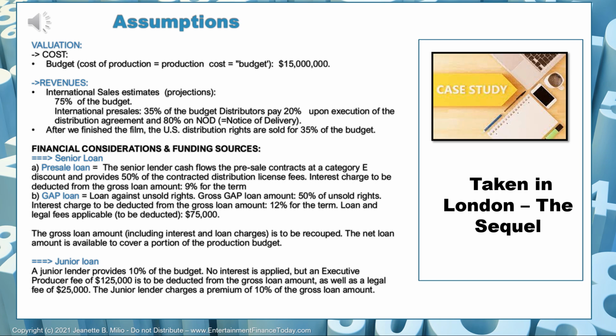So all in all, what we're experiencing here in the discussion for Taken in London, the sequel, is that the discounting was applied for the category E and basically discounts all our pre-sales by 50%. So our loan for these pre-sales is going to be 50% of the value of all the pre-sales. All the other assumptions that you see here are the same for Taken in London, our sequel, than they were for Taken in London, the movie that we have in our modules in case study 5.